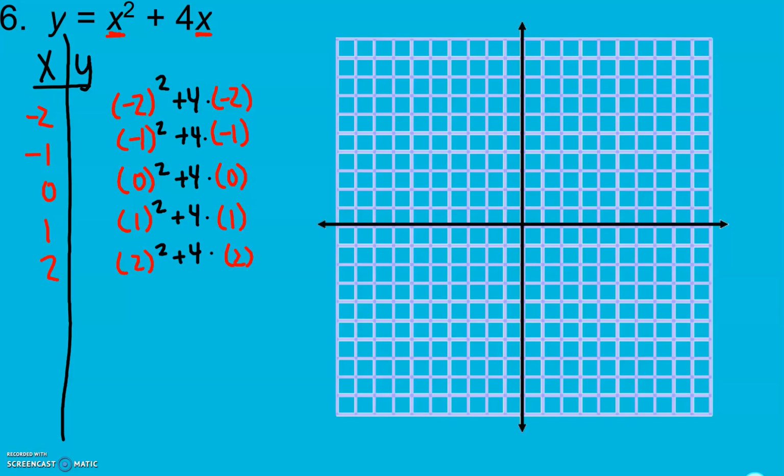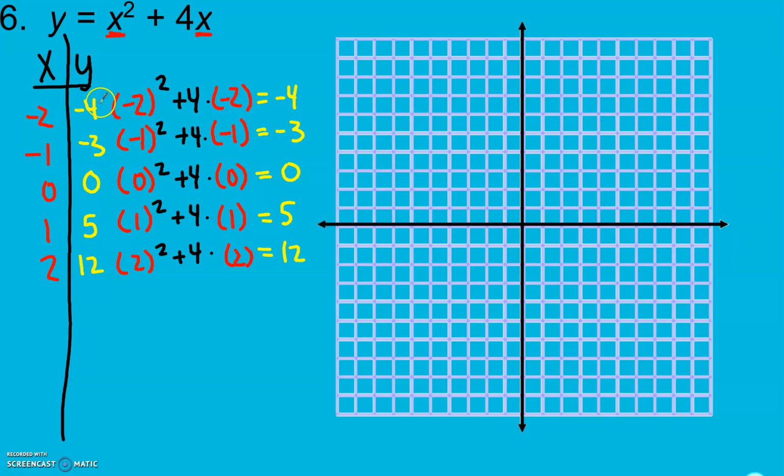And now we can calculate. So here I'm going to get -4. Here I'm going to get -3. Here I'll get 0. Here I'm going to get 5. Here I will get 12.